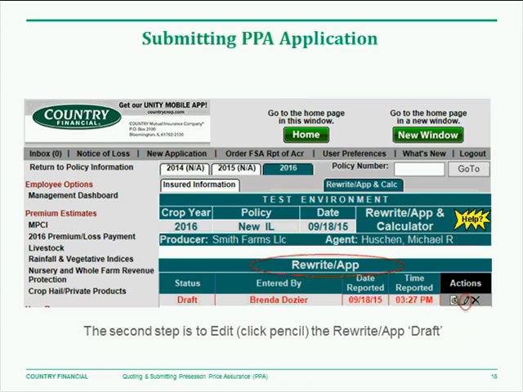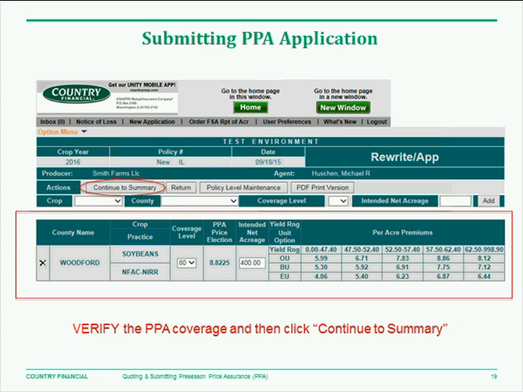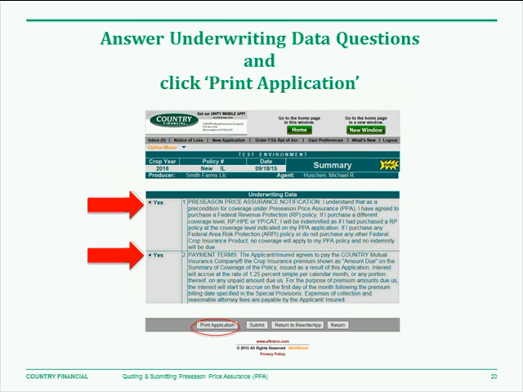So again, click the pencil, and what comes up is the selection that was made in the quote. So again, verify that the customer wants this, in my example, Woodford soybeans at the 80 coverage level, and that the intended net acres is correct. If all is verified and you're ready, go ahead and click Continue to Summary to submit the PPA application.